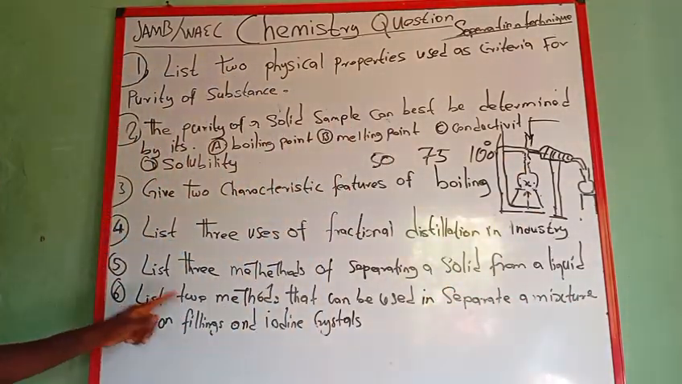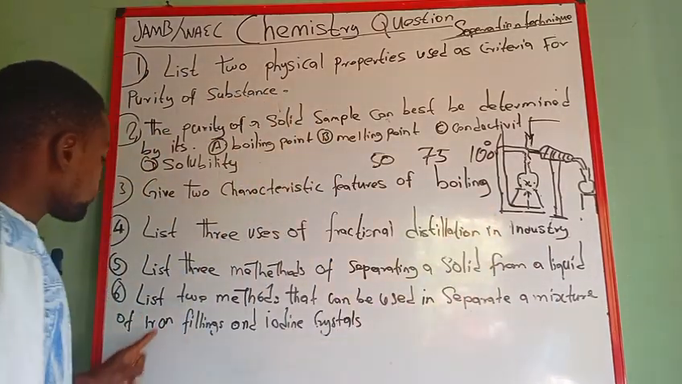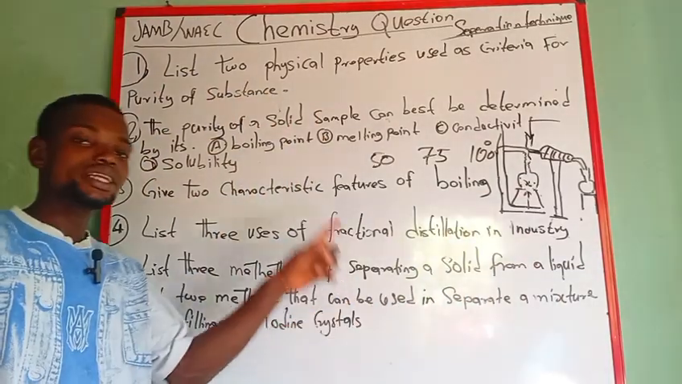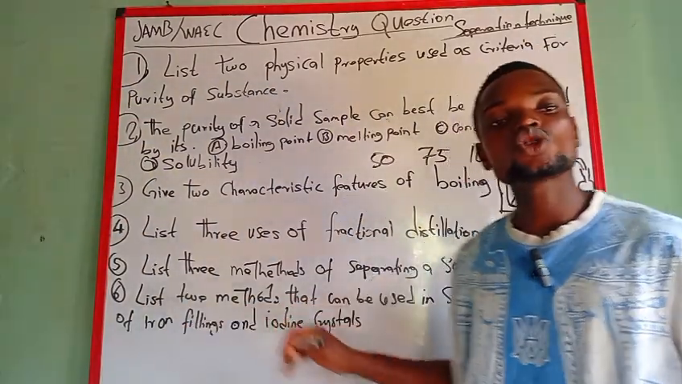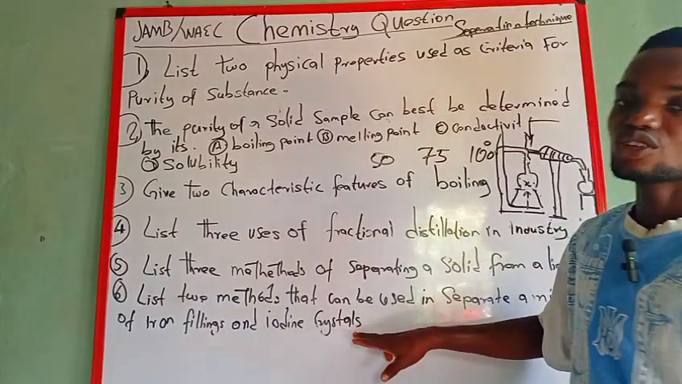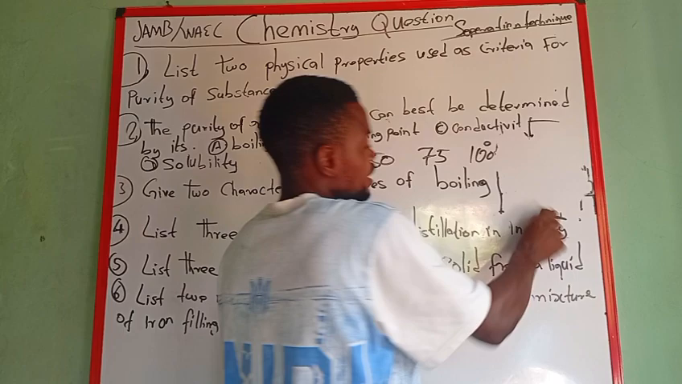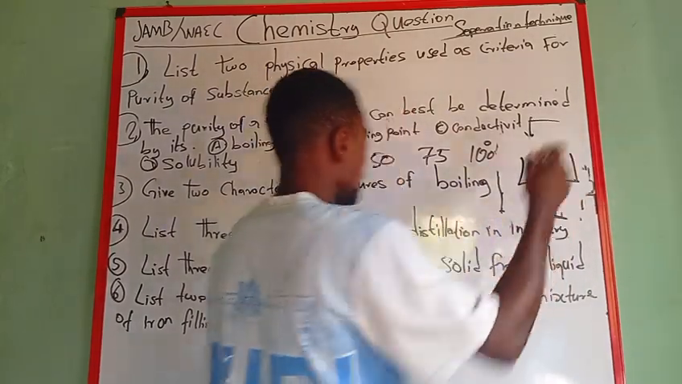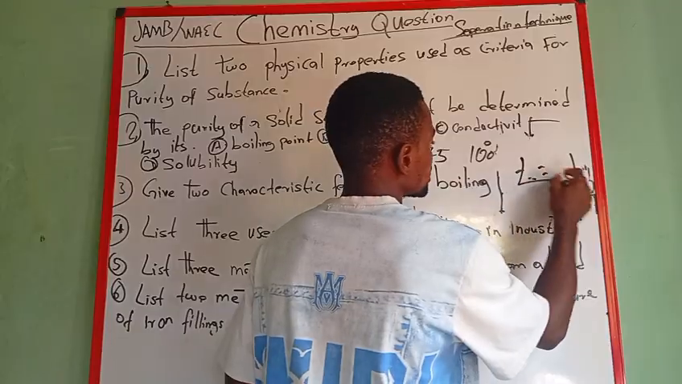The last one says, list two methods that can be used in separating a mixture of iron filings and iodine crystals. Now, when you're looking at this, it is a solid-solid mixture. So iron filings are a solid, iodine crystals are also a solid. Let's say in this container we have the iron filings and then the iodine crystals in this form.